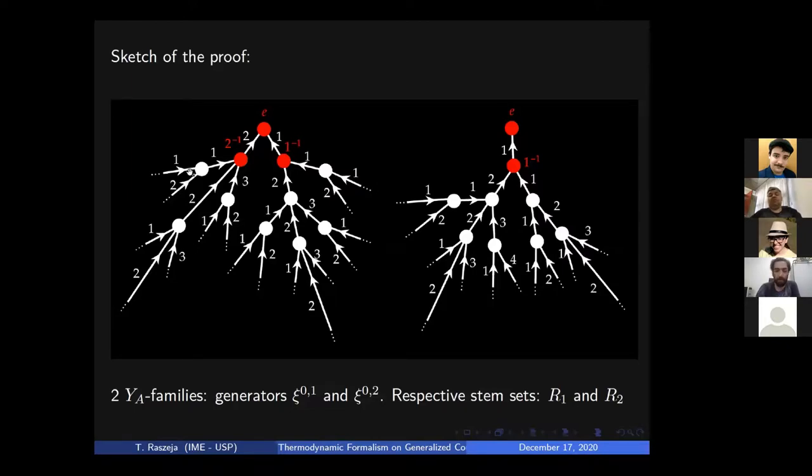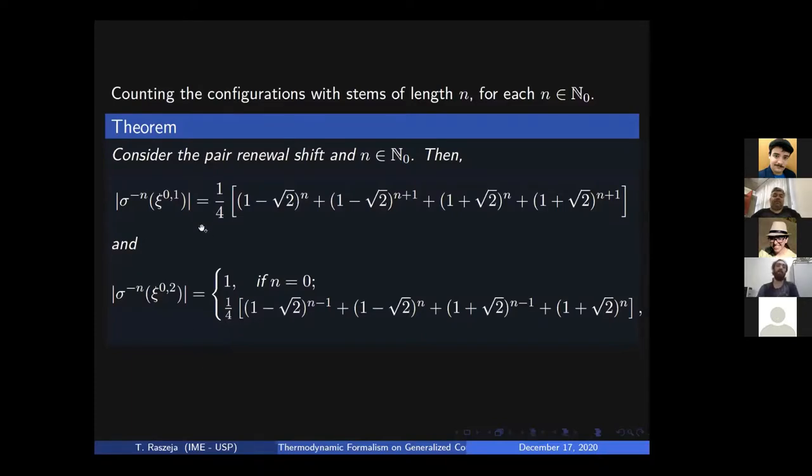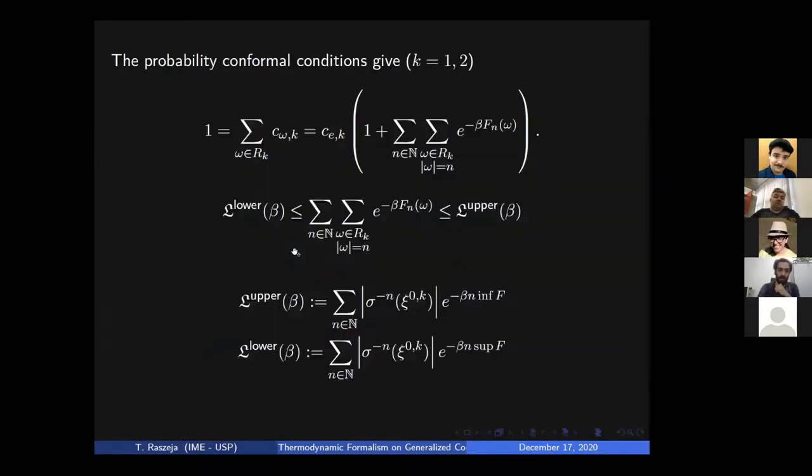And by a counting argument, you can determine how many of these configurations of length n we have for each YA family, and by imposing the conformality condition and the probability condition, we have this series which can be controlled from above and from below, since when we are summing here, this is the number of elements, so these are just two bounds for another series.